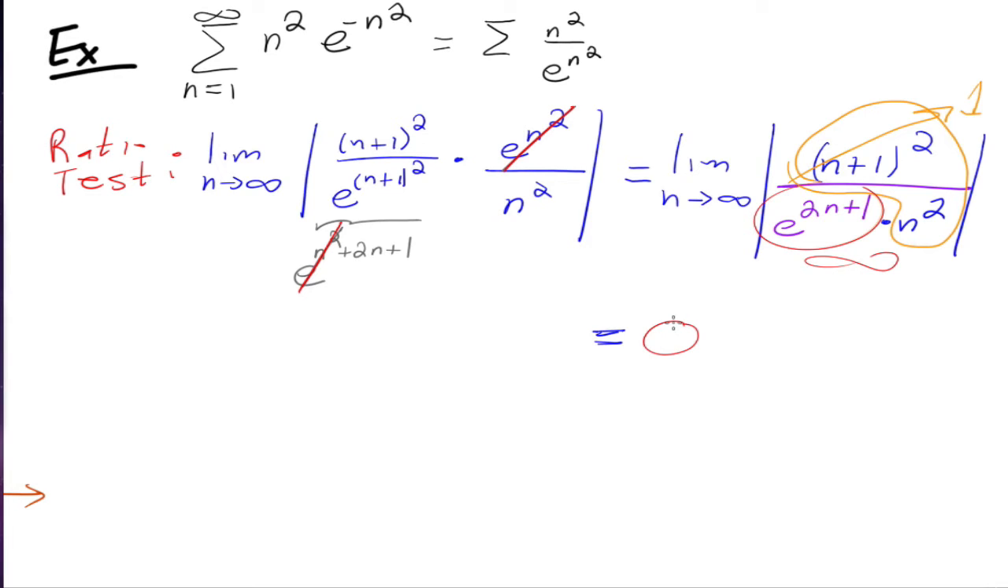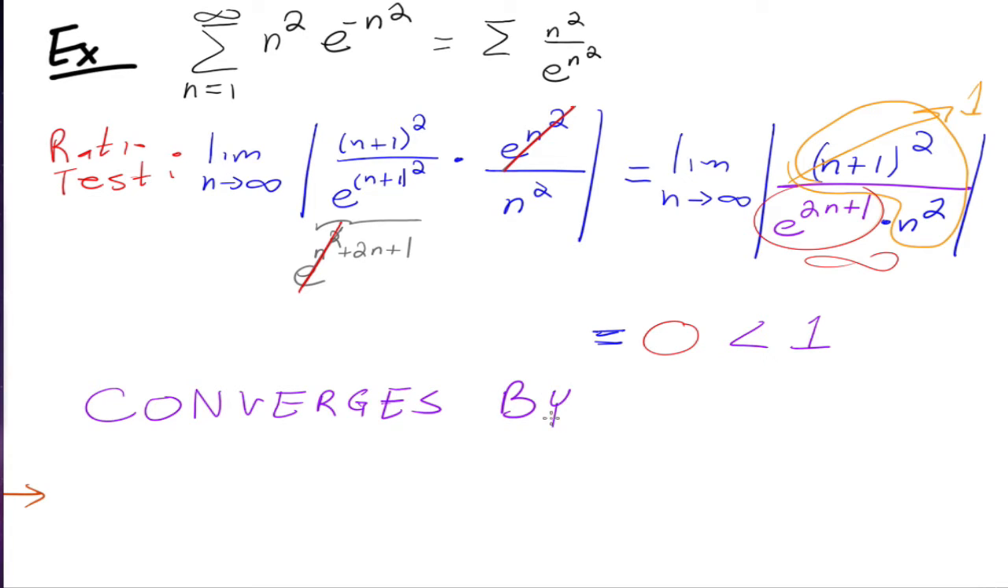All right, so what does that mean? What does the ratio test tell you? It's going to diverge. 0 is less than, oh, it converges. 1, right? So it converges. Absolutely. But we'll just say it converges because it's always positive anyways. Converges by the ratio test.